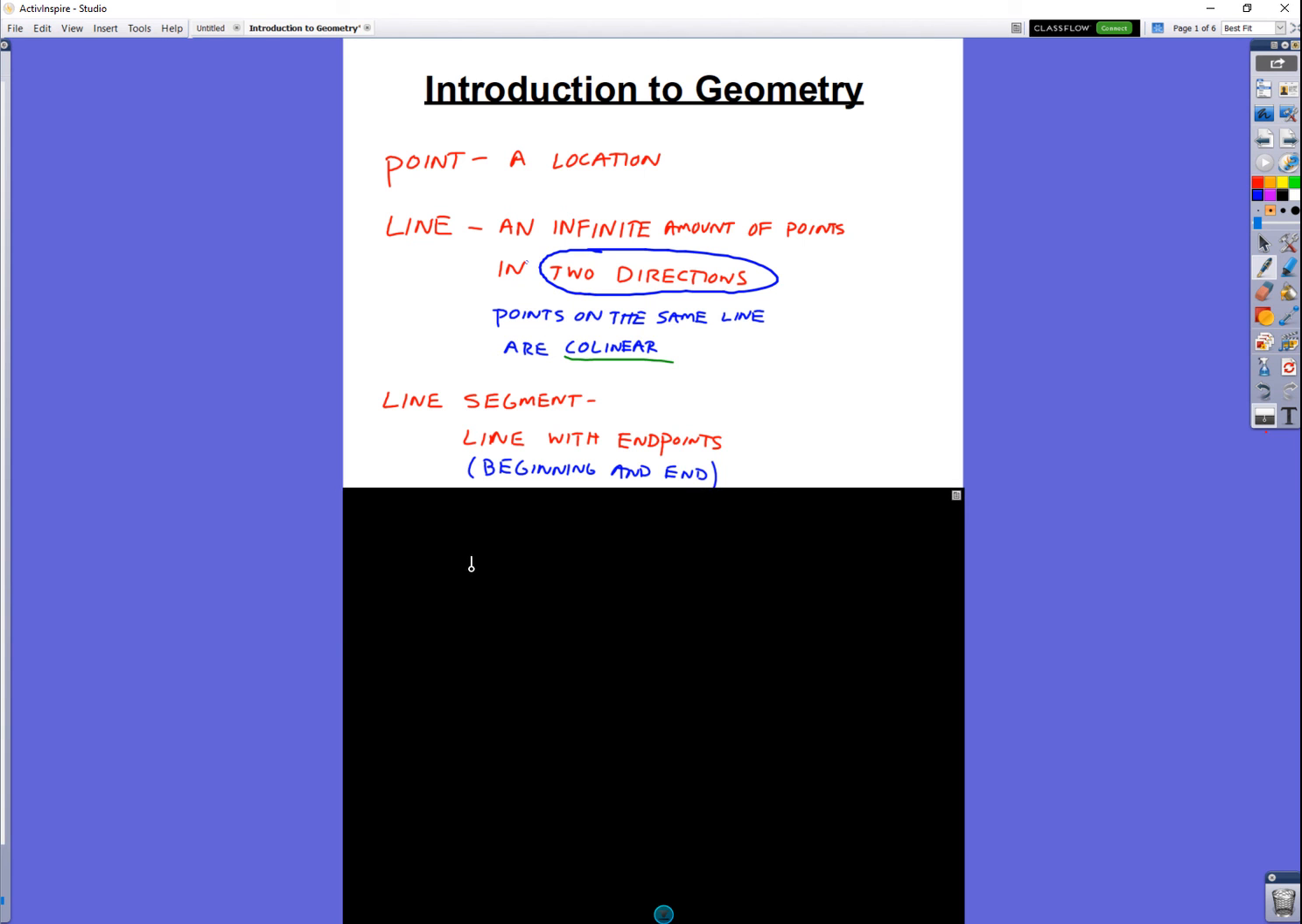Now I know I said point, line, and plane, and we'll get to plane, but this is just going to branch off of line. What's a line segment? It is a line with end points. So if a line is made up of an infinite amount of points, if 2 of those points mark the end of the segment, then that would be a line segment.